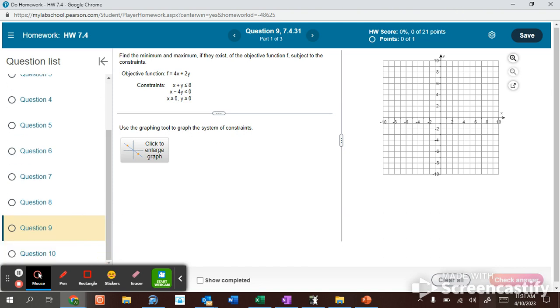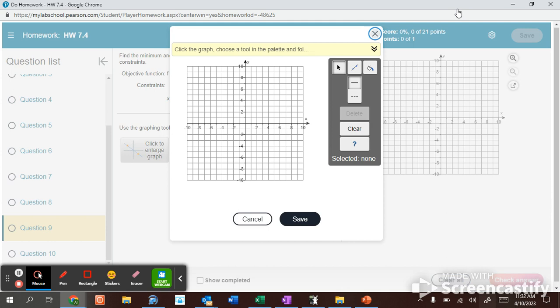Okay, here's a linear programming problem. So I want to graph these constraints, okay? So one of my constraints is x plus y is less than or equal to 8. So I am going to graph this. So x plus y is less than or equal to 8. So I go to the points 8, 0 and 0, 8. And then the x-axis is going to be a graph. The y-axis is going to be a graph.